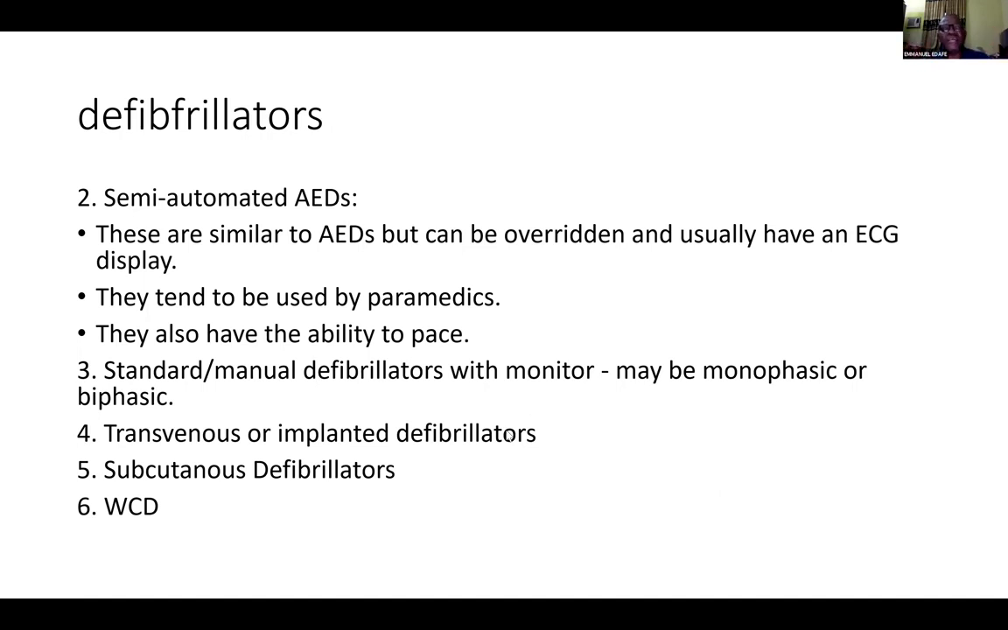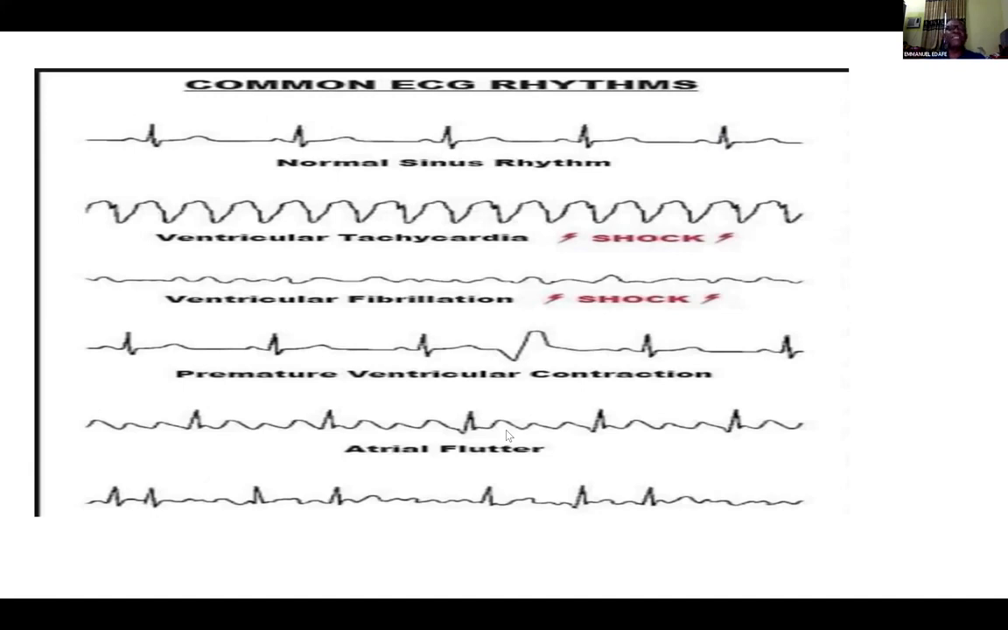Is it a shockable reading? Is it a non-shockable reading? It gives you all that and you move on with them. So these are some of the readings we just looked at.